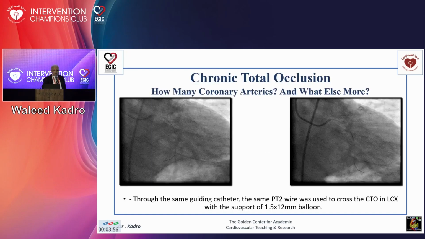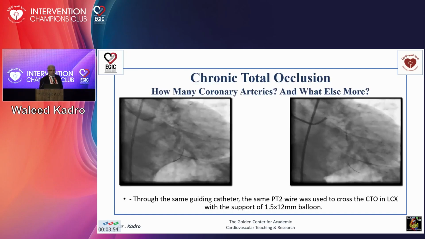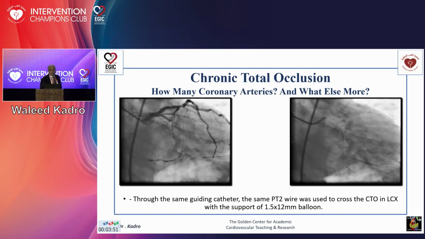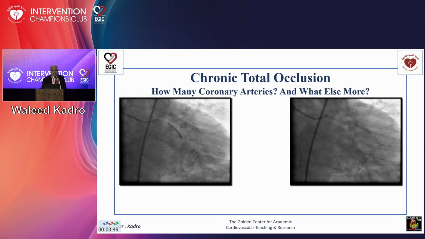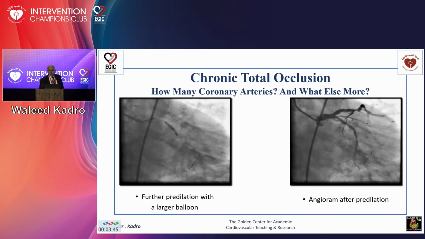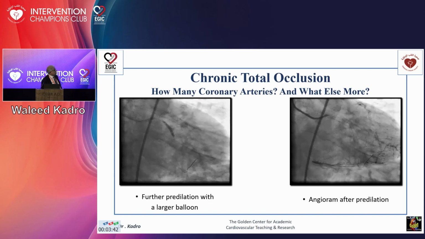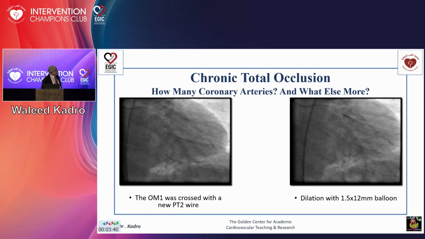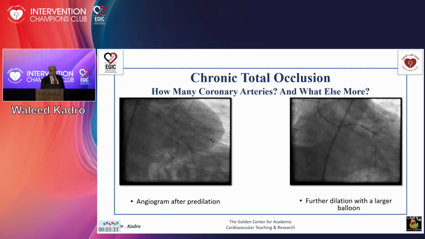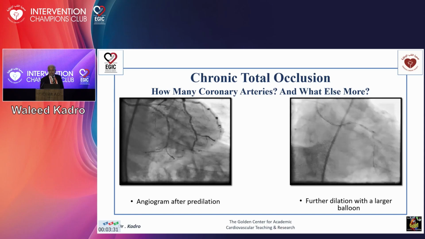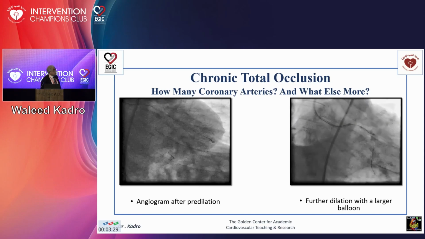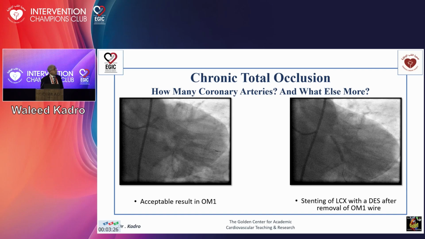So this is the circumflex intervention. We crossed the total occlusion of the circumflex, predilated with a small balloon, and did further predilation. This is the angiogram after predilation. We still have the total occlusion in the obtuse marginal. We crossed the obtuse marginal with another wire and predilated the obtuse marginal. And this is the angiogram after predilation. We did further predilation in the obtuse marginal. And this is the stenting of the circumflex.